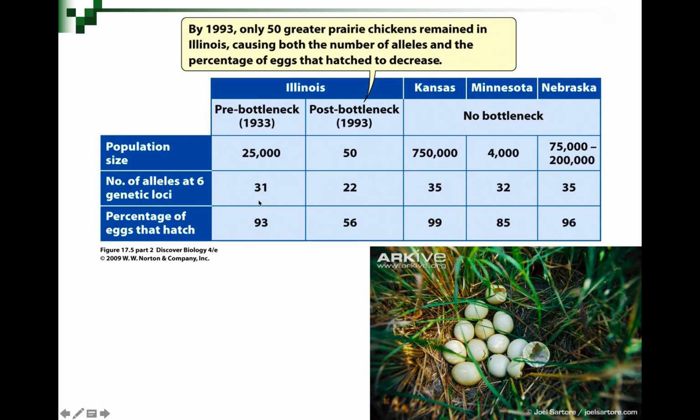So the percentage of eggs that hatch in the original population is 93%, and in this new genetically drifted population, there's 56%. And then when you look here, there's no bottleneck happening in Kansas, Minnesota, or Nebraska, and you can compare the number of birds and their hatch rates, and you can see that when the allele numbers are high, the hatch rates are high. So what we're seeing here is a bottleneck, a decrease in genetics, and thus an issue with the hatch rate.